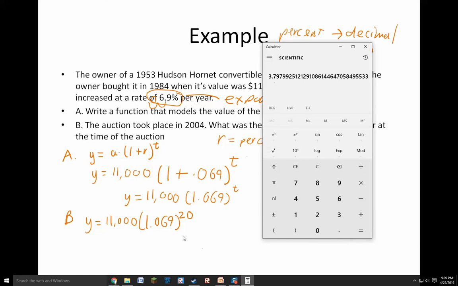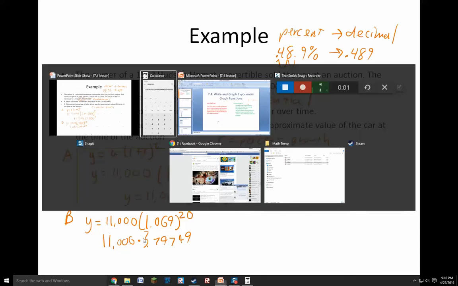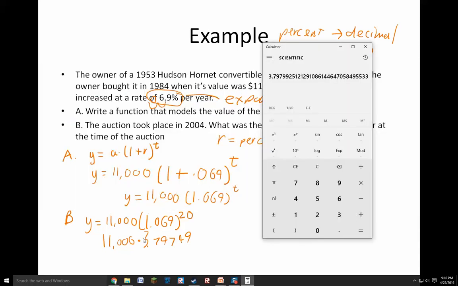And that's the number that replaces this one here, 3.79799. So this is 3.79799 times 11,000. And again, I'm going to use my calculator for that because it is ridiculous not to.